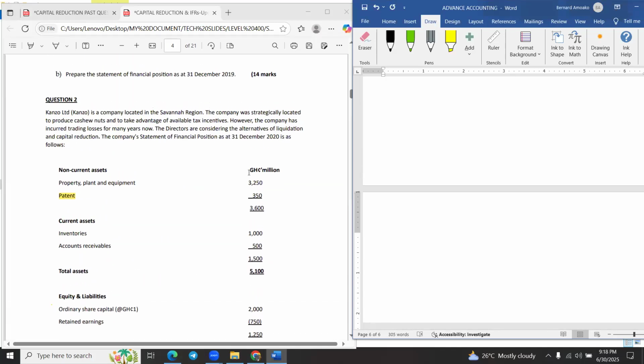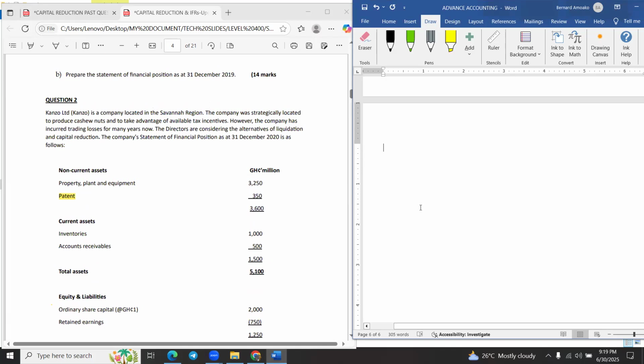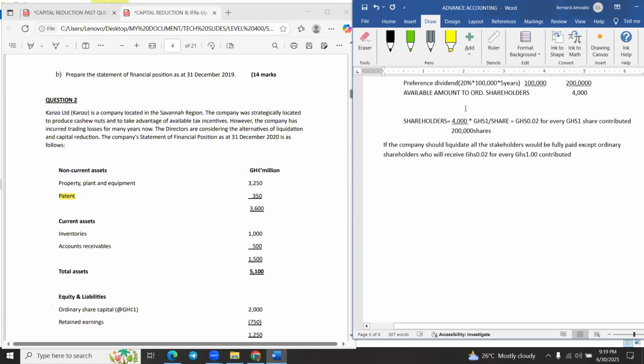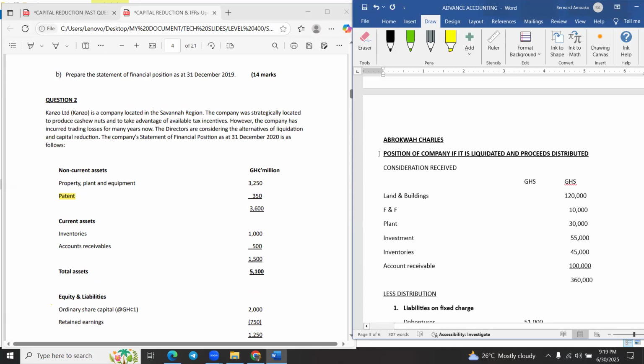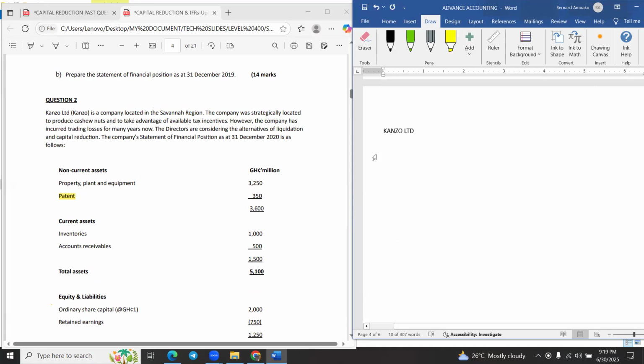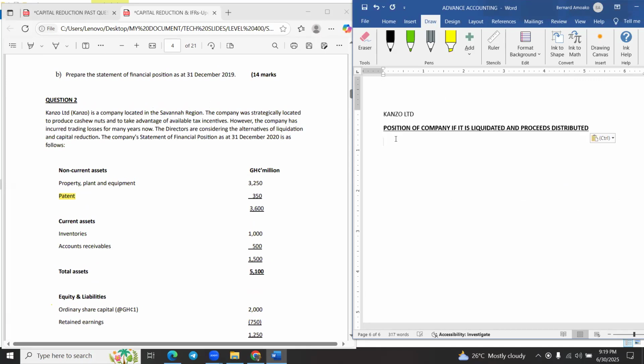Is it Kanzo Limited? Okay. So I'm going to copy the exact statement here. The position of the company if it's liquidated and had been distributed. Okay. All right. So revalued items. I put my currency signs.